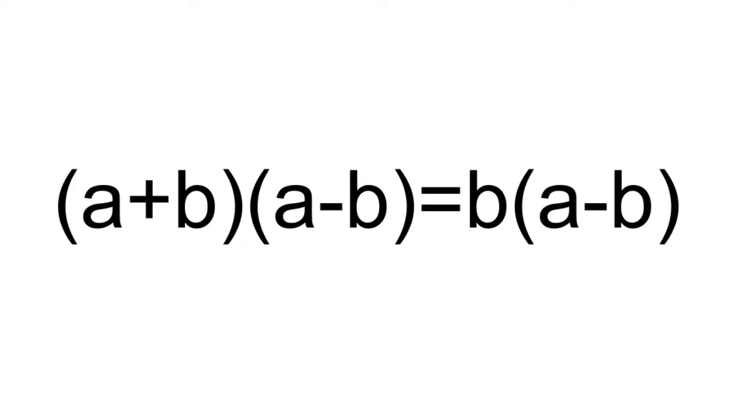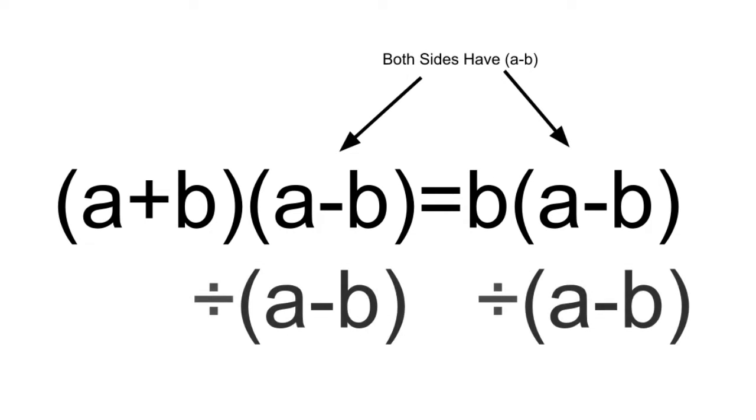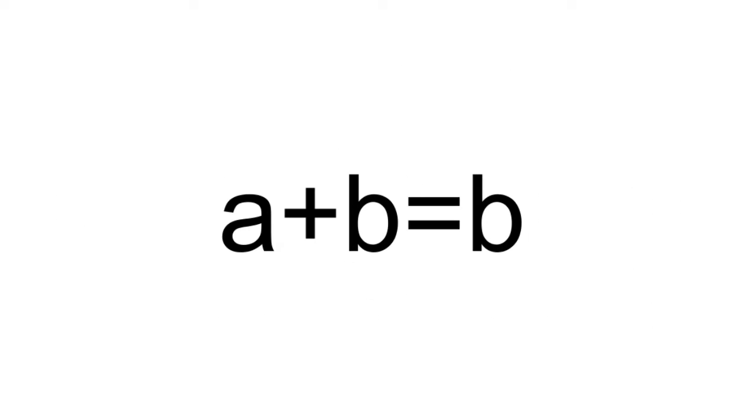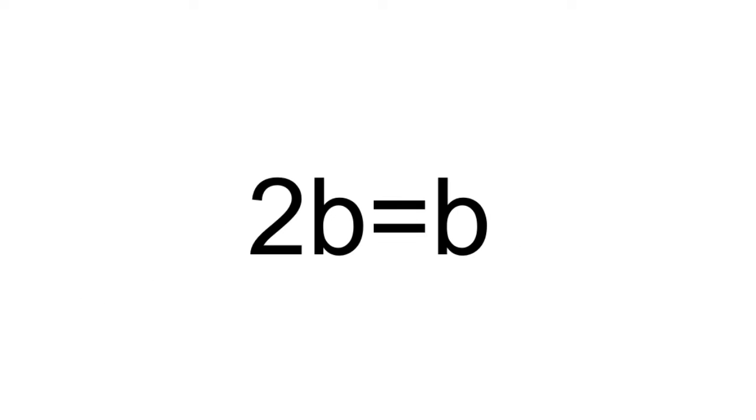This equation is 100% true if a equals b, because we have kept both sides of the equation balanced. Now we can see that both sides of the equation have a minus b on them. This means we can divide both sides by a minus b and still have a true equation. Now we have a plus b equals b. Knowing that a equals b, we can substitute that a on the left side for a b. So now we have 2b equals b. We can now divide both sides by b because both sides have a b.